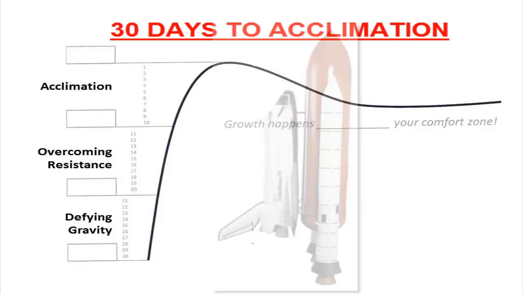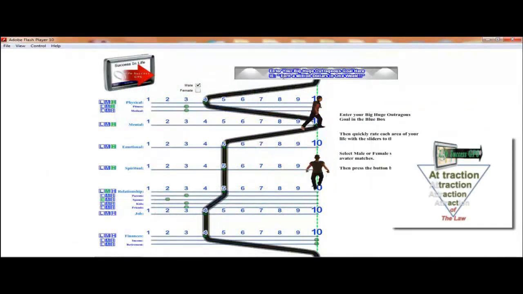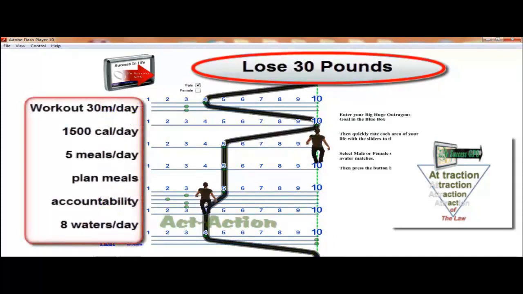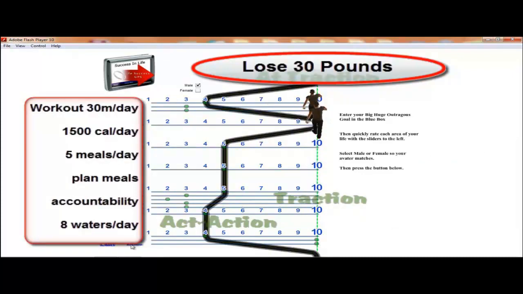But nonetheless, that section will be used there for them to be able to track their goals. There are places where they can put in specific goals. Let's say they put in they lose 30 pounds, and now instead of the areas of their life, these are specific actions that will create traction. So it could be work out 30 minutes a day, eat 1,500 calories a day, eat 5 meals, plan my meals once a week, have accountability, drink 8 glasses of water.